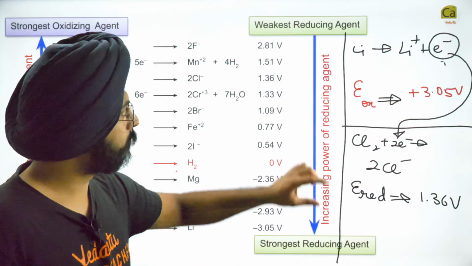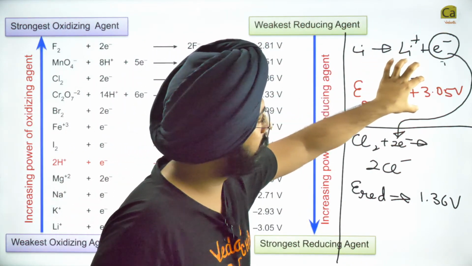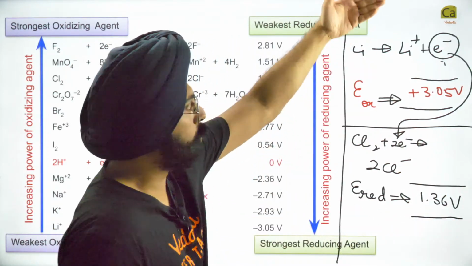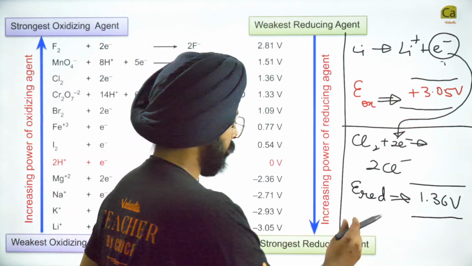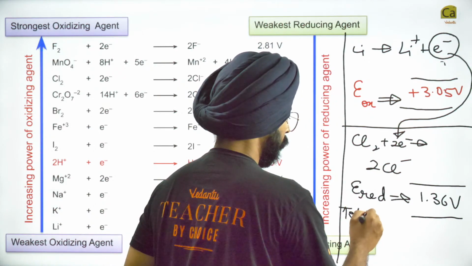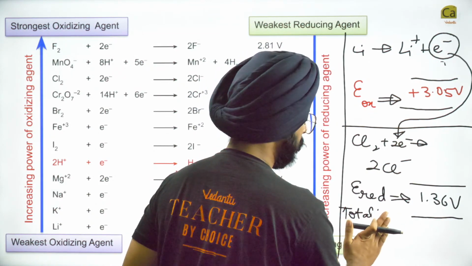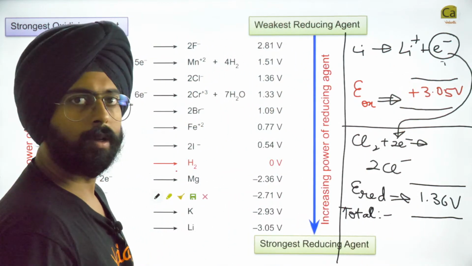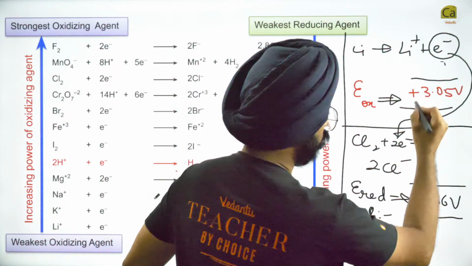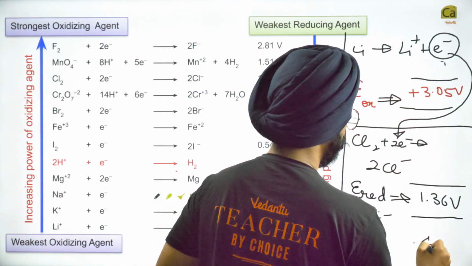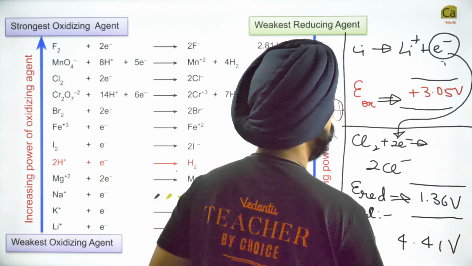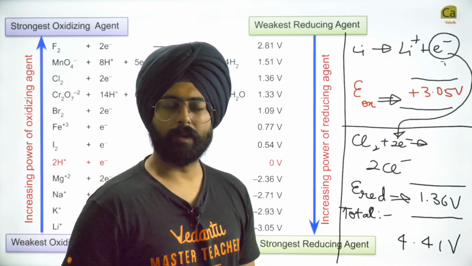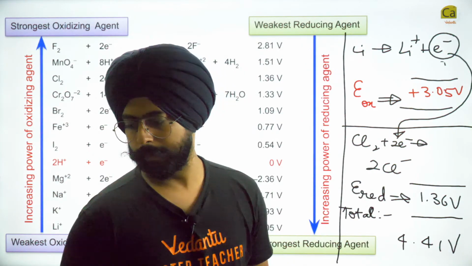My dear friends, this particular process, this is the electrode potential, this particular process, this is the electrode potential. Total process, add up the electrode potentials. How much will the total come out to be? For the total, simply add up the electrode potentials, nothing else to do. So total electrode potential will come out to be, isn't it? Total electrode potential will come out to be 4.41 volts. Am I right or am I wrong? Tell me.